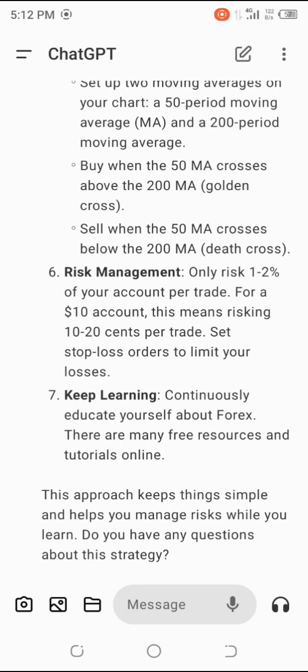So I'll be setting this moving average in my MetaTrader, and I'll be backtesting the strategy on a real chart. You understand what I'm saying? To confirm if this particular strategy works or not.